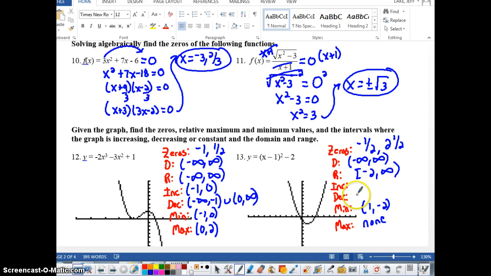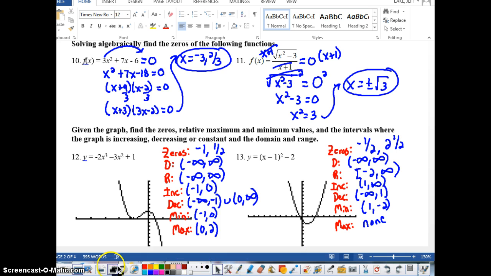This graph is decreasing in the beginning from -infinity all the way down to the very bottom, which, remember, if you're using the x values, that's going to be at +1. And then after that, it starts to increase from 1 all the way up to infinity.